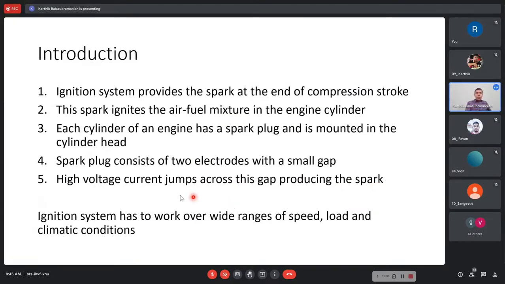The ignition system has to work over wide ranges of speed, load and climatic conditions. Also, the spark plug is located inside the cylinder where temperatures can go very high. That's the reason spark plugs are usually pulled out and cleaned once in a while, because the soot and carbon deposits that form can completely block the gap between the two electrodes. Have you seen that frequently during services, the spark plug being pulled out and cleaned? Have you seen that?